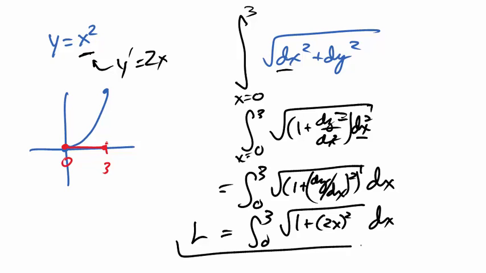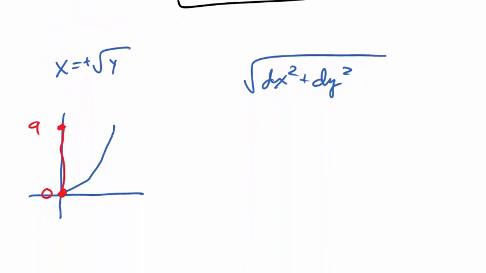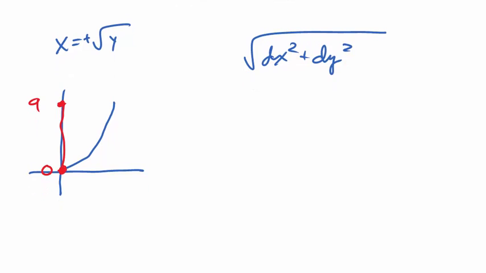I'm going to put that on hold for a moment. I'll come back and calculate it in a second. The exact same curve I could also think of as x equals root y, and since it's in terms of y, I could find dx/dy. Let's find the derivative of x in terms of y. That's 1/2 y to the negative 1/2.